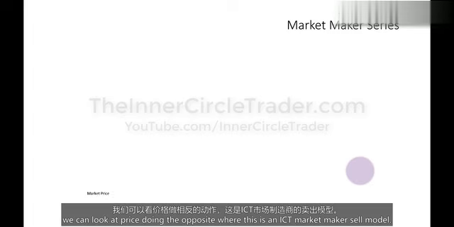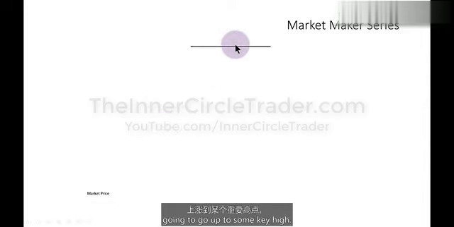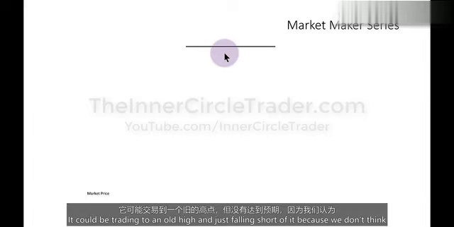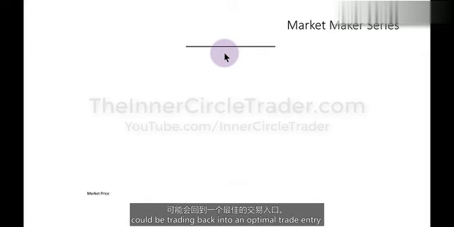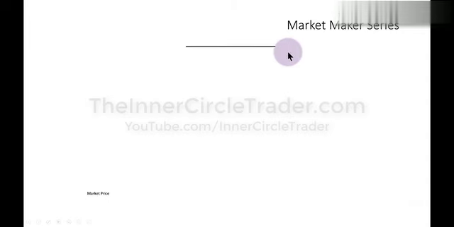Now conversely, we can look at price doing the opposite, where this is a ICT market maker sell model. We're going to assume that the market price is down here, and we think that the price is going to go up to some key high. Again, that could be running on an old high. It could be trading to an old high and just falling short of it because we don't think it's going to go higher. It could be trading back into an optimal trade entry, sell. There's all kinds of things that would be outlining this as a key level.